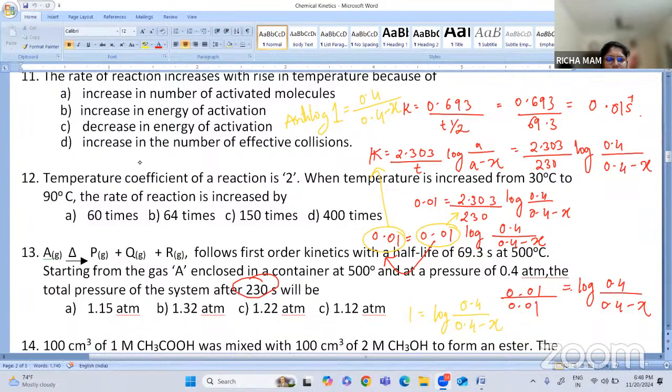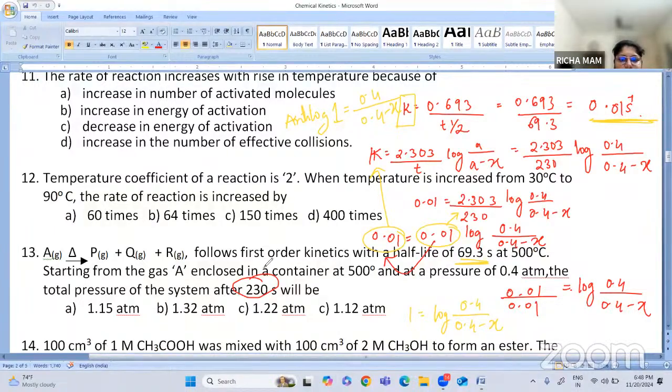Fine. Again, I will explain here. So what they have asked, I hope the question is clear. What we have done first is find out the half-life. K is equal to 0.693 by T half. So T half we have is 69.3. So after getting that, we have got the K.